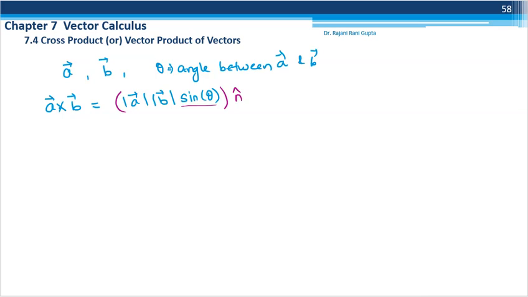So how will you understand it? Suppose this is your vector u, this is your vector b, or let's use the names that we are using, A and B.